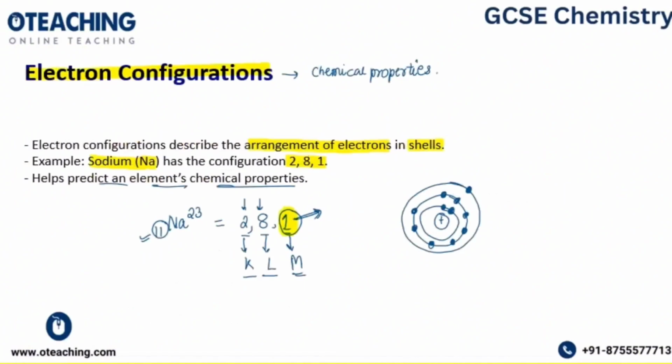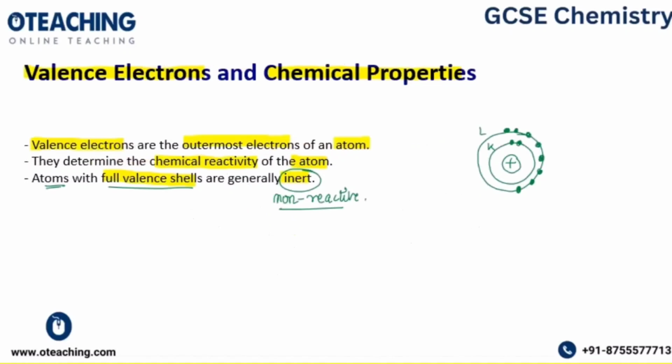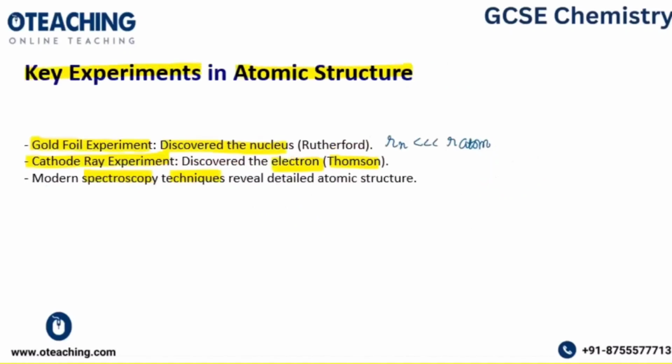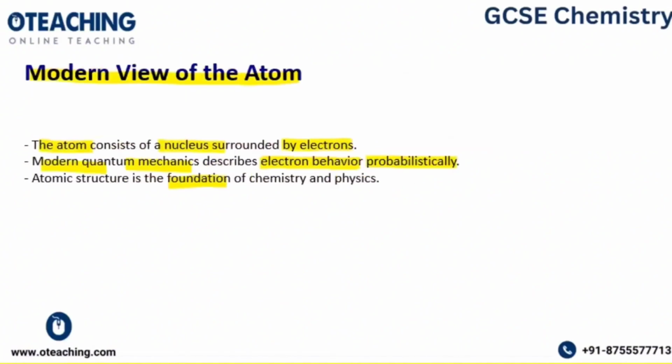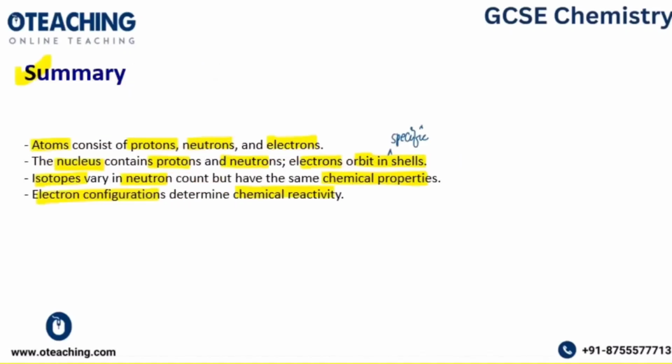Then we studied about electronic configuration, how to write the electronic configuration of different elements. After that, valence electrons, which are the outermost electrons. And then key experiments in atomic structure, applications of atomic structure, modern view of the atom, that is modern quantum mechanics, and after that, summary. I hope you understood all the points. Thank you.